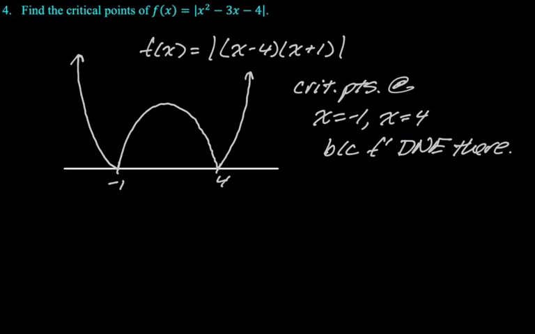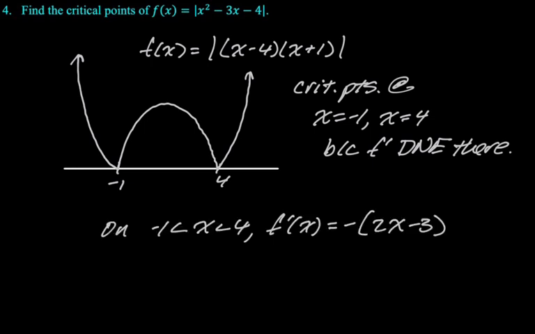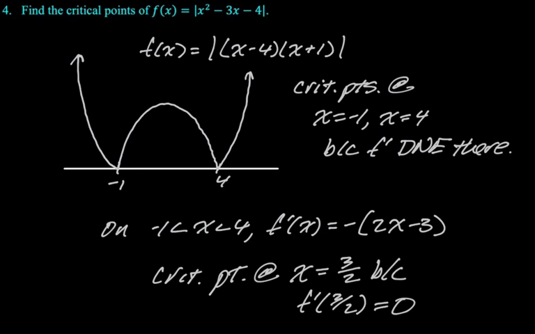Another approach is to say that between -1 and 4, instead of having x squared minus 3x minus 4, we have the opposite of x squared minus 3x minus 4, right? Because you're below the axis, so you take the opposite. If you have the opposite of x squared minus 3x minus 4, then the derivative is the opposite of the derivative of x squared minus 3x minus 4, so the opposite of 2x minus 3. So I'm going to write that down. Between -1 and 4, f prime of x is the opposite of the derivative of x squared minus 3x minus 4, which is 2x minus 3. From there, you can definitely see the 0 of that is 3/2, so we have a critical point there. So critical point at x equals 3/2 because f prime of 3/2 is equal to 0.